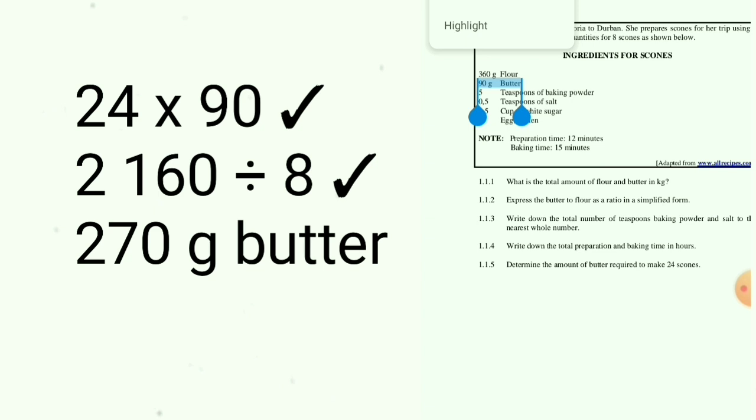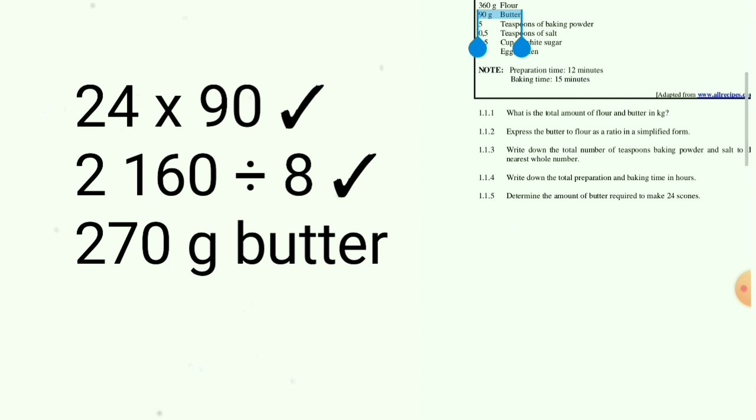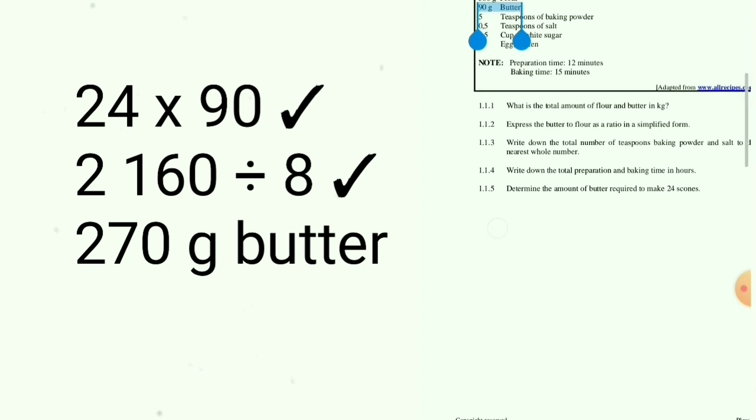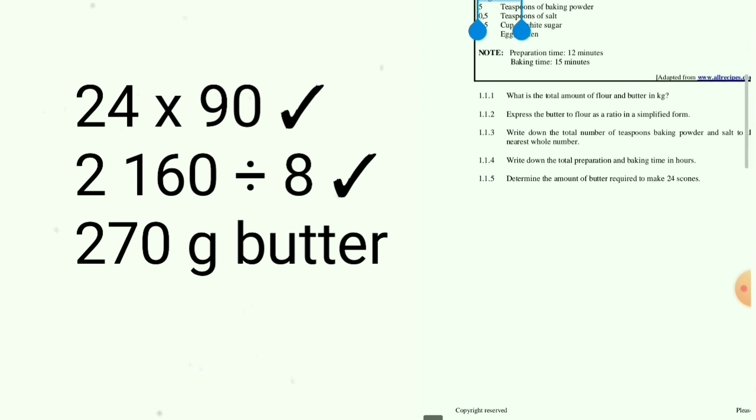So here we have 2160 gram of butter. We divide it by 8 to check how much butter we need. After we divide by 8, we're going to get 270 gram butter. That simply means if we have 270 gram of butter, we can make 24 scones. I hope you guys can understand.